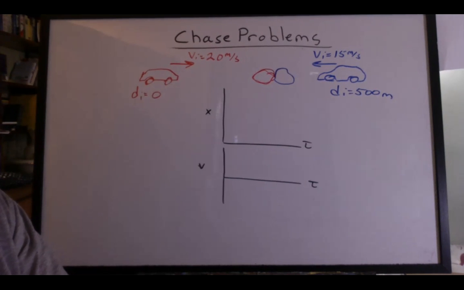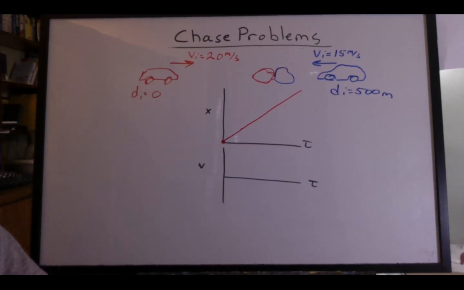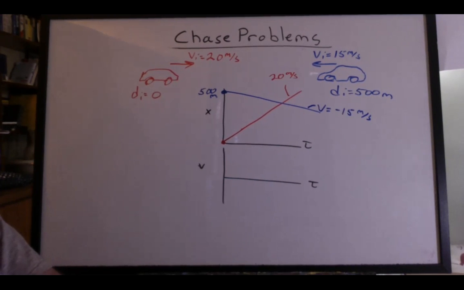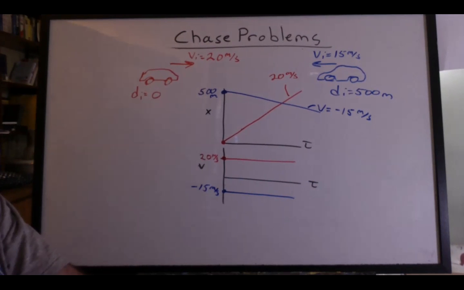You knew these were coming. Go ahead, take a shot at it. Yeah, the red car starts off at 0 distance, moving forward at 20 meters per second. The blue car has to start off at 500 meters. It's going backwards though, at 15 meters per second. That's a little slower than the red car is moving forwards. The slopes can't be the same. The red is more steep than the blue. And the velocity is constant at 20 meters per second for the red car. And the blue has to be negative 15 meters per second, constant.